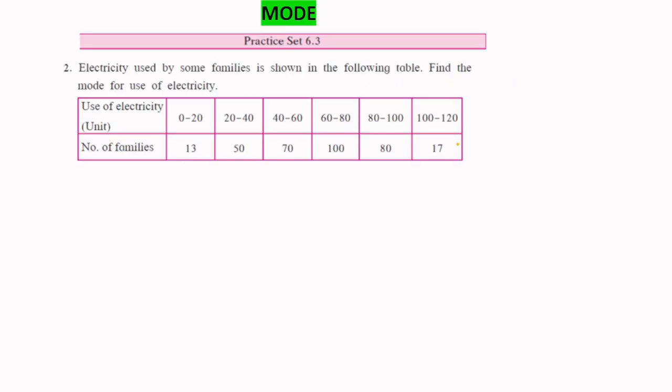Again, if you see the class intervals are continuous, no need to do additional work. So just analyze. The highest one is what? 100. So 100 is your f1. Just the previous one is f0. The next is f2.